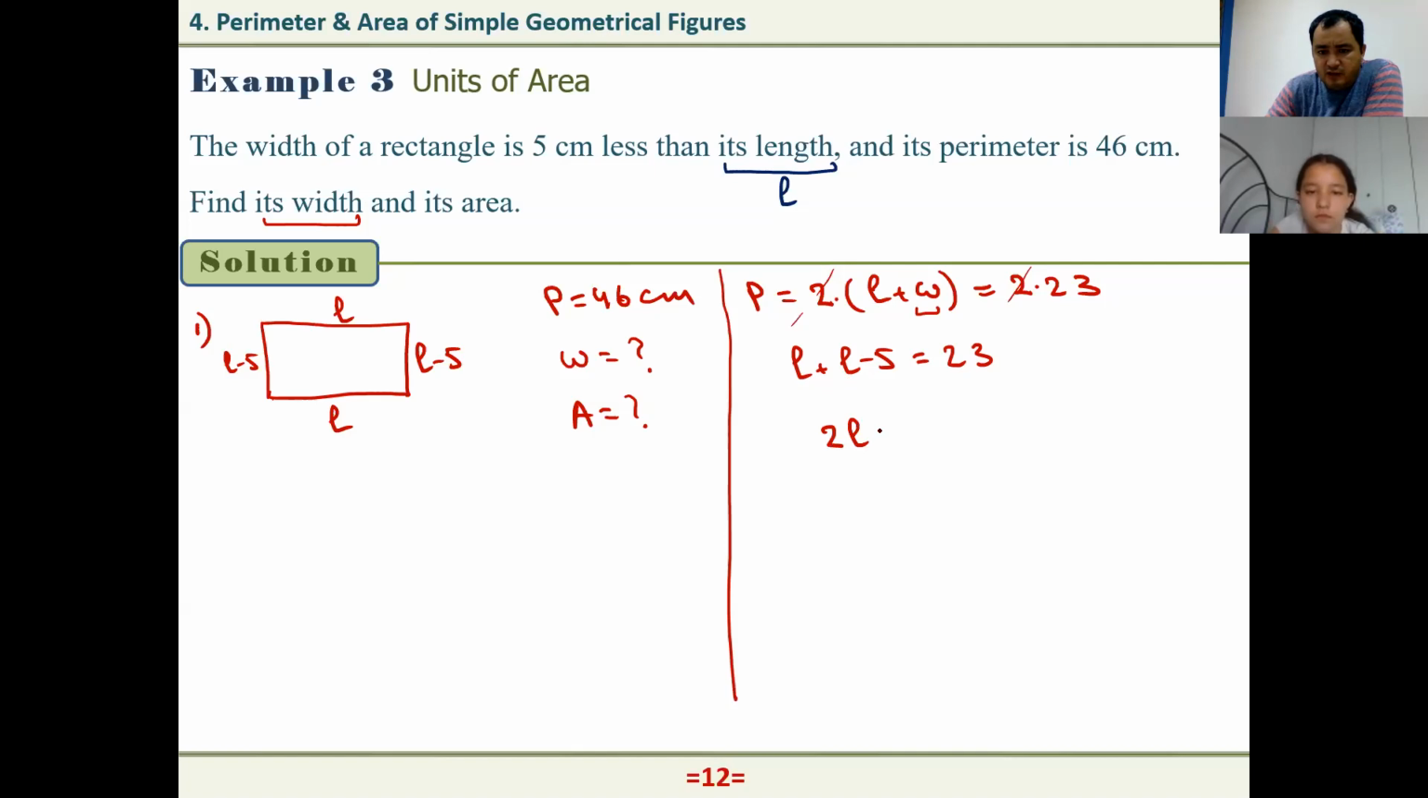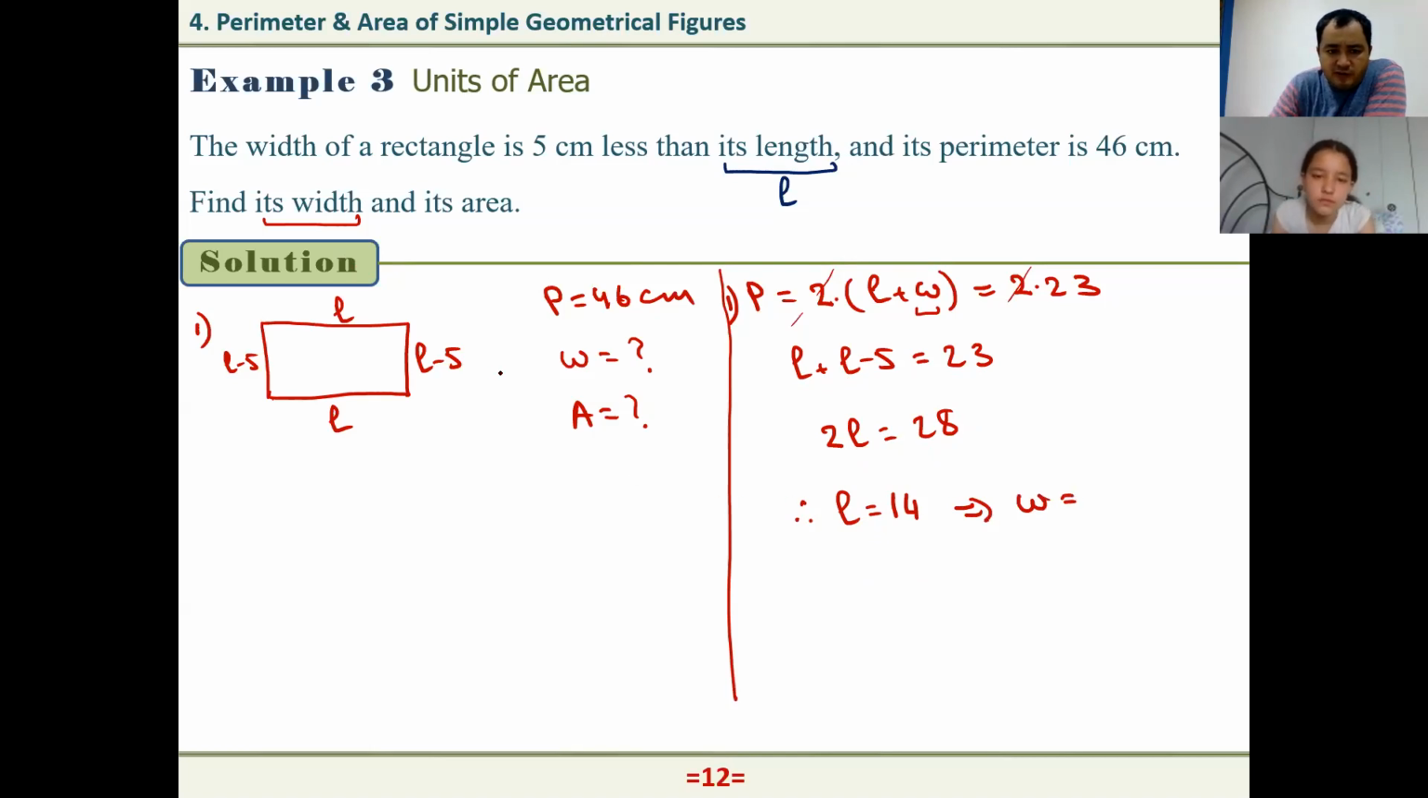Here we have 2L. And if you add 5 to both sides, negative 5 plus 5, 0. 23 plus 5, that is 28. From here, what is L? We know that 2 times L equals 28. So L must be 14 because 2 times 14 equals 28. Okay, we got it. That's the first step, right? And now, actually still not yet, from here, I can find the width.